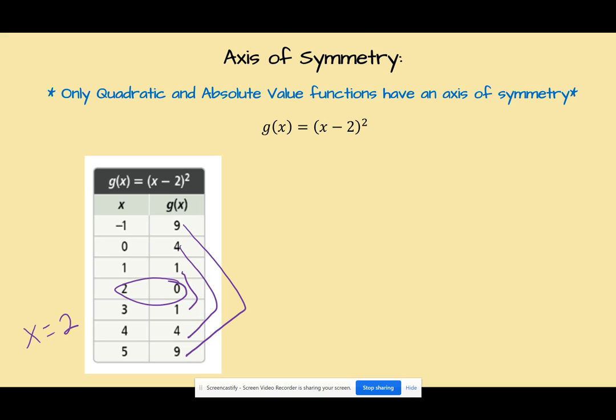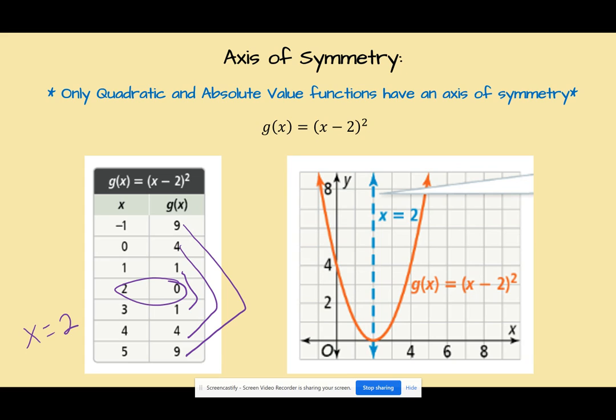Now I'll warn you, it's not always in the middle. Sometimes they may show you a table that is above or below your vertex. So sometimes you have to actually look for it. Okay, here's our graph. And the vertical line does cut through the value x equals 2.